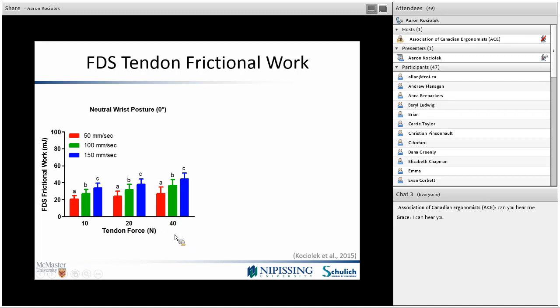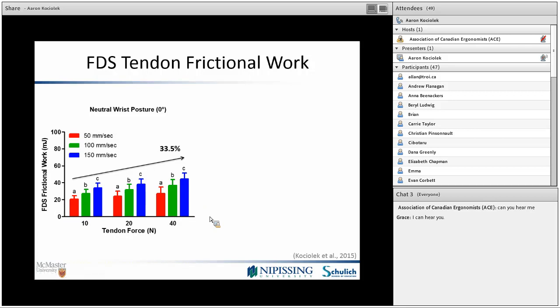And again, these are all frictional measurements for a neutral wrist posture. So from our low velocity, low force task all the way up to our high velocity, high force task, we saw an increase in friction of 33.5%.